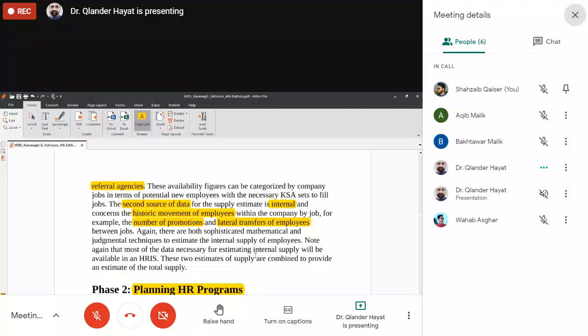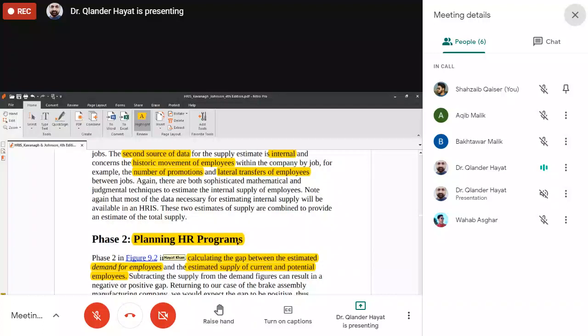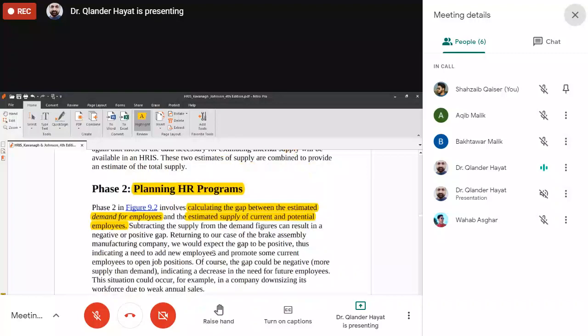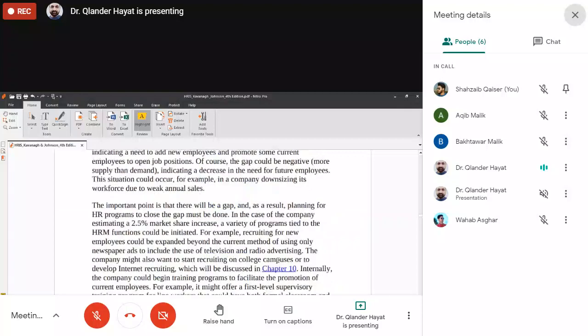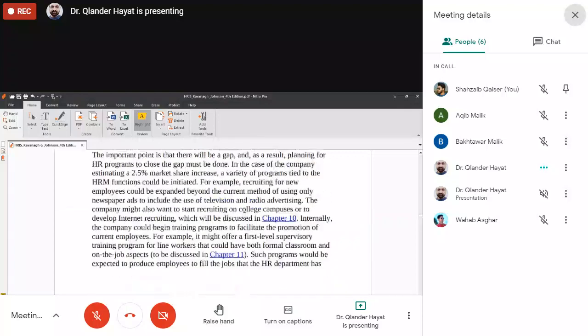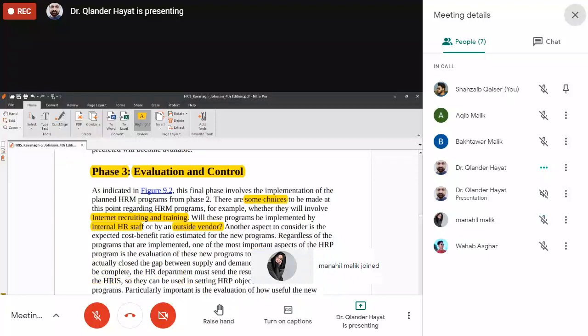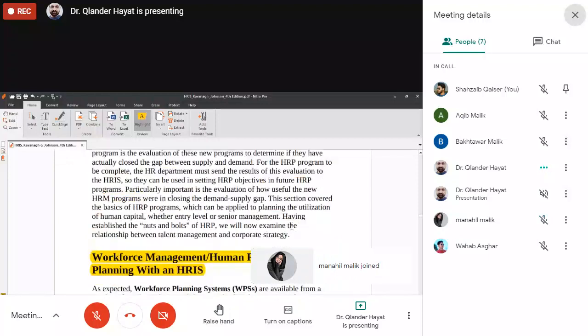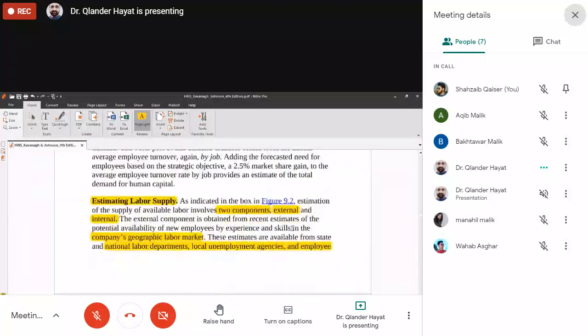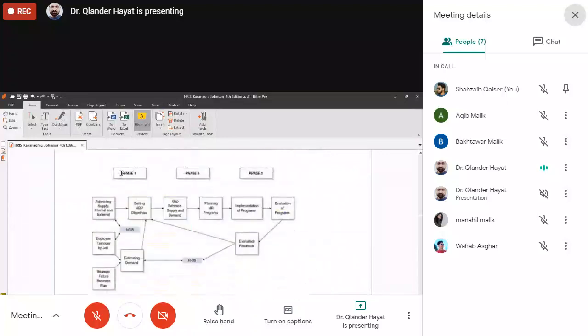In phase two, which is related to planning HR programs, I have already told you that you have to calculate the gap between the estimated demand and supply, and after that you identify the evaluation and control. This is related to phase number three, and when you evaluate your human resource planning process, then you have to give the feedback toward human resource planning objectives. These were the human resource planning process phases. This process has three phases, and each phase has certain processes.